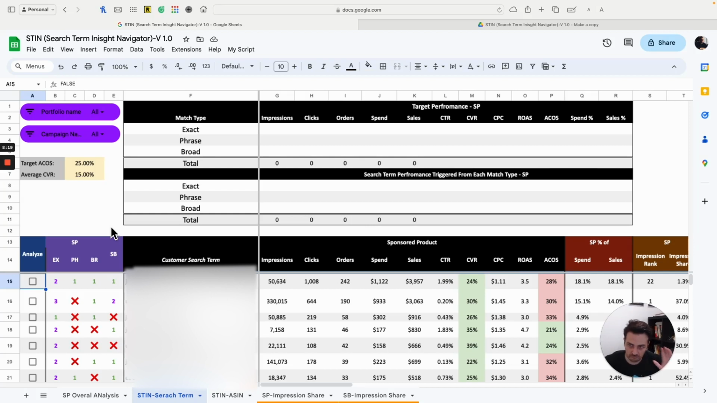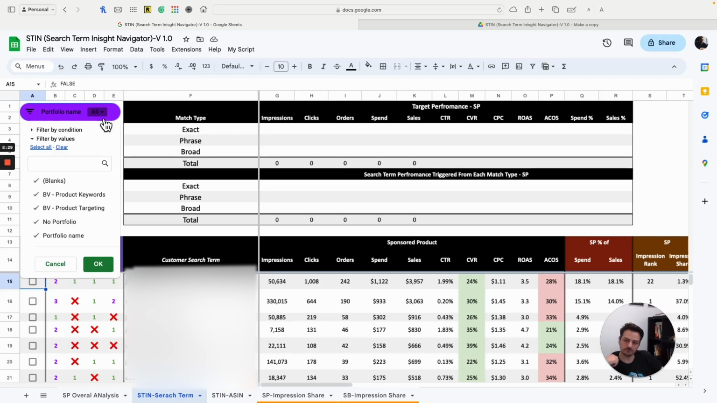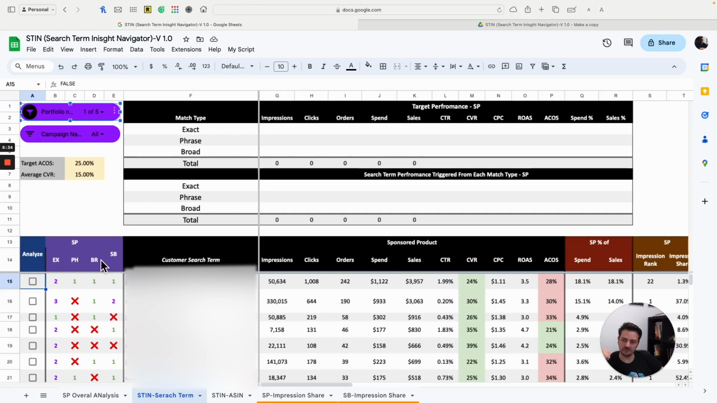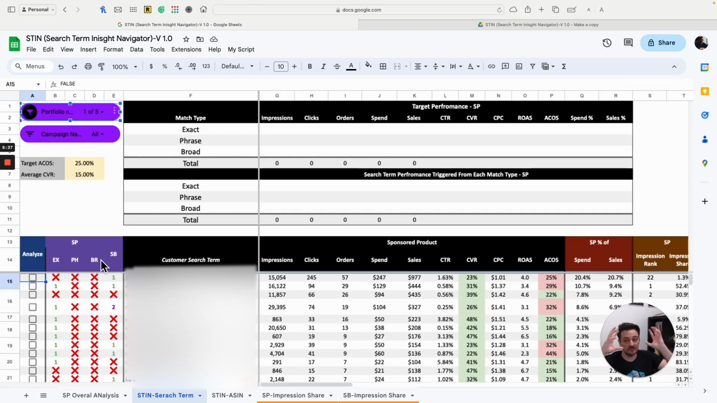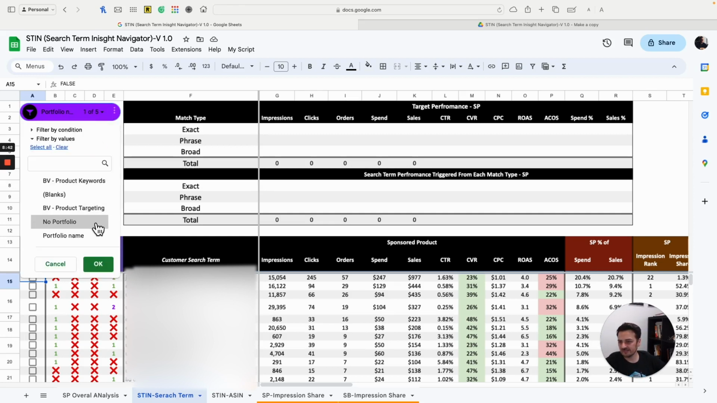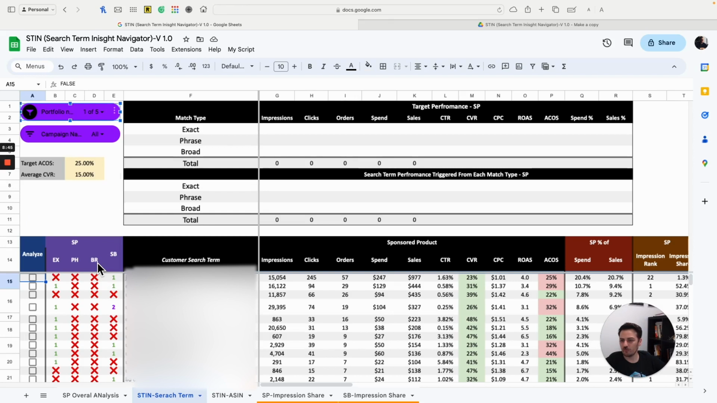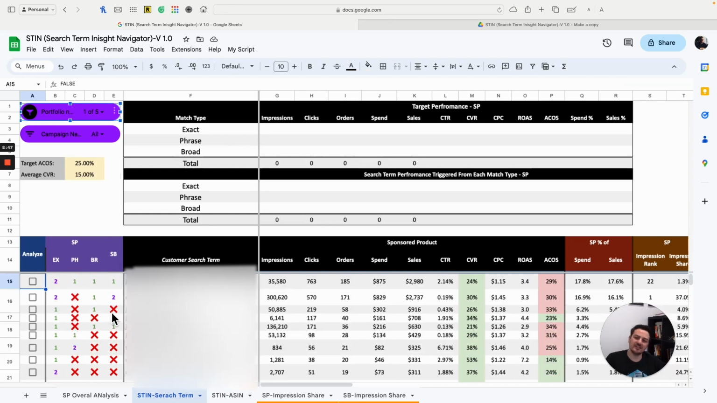Okay, so the first step, we have the same filters for portfolio and campaign. We want to narrow down to one listing to analyze the search terms. Let's say I have the portfolio related to that listing that I am looking for. Actually, in this one, let me go to no portfolio, because in this case, since there's one listing, most of the campaigns are in no portfolio. Okay, great. Let's start from here.